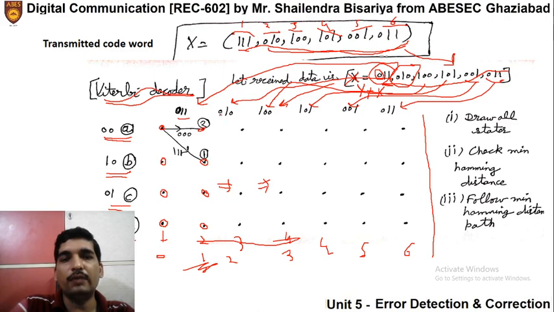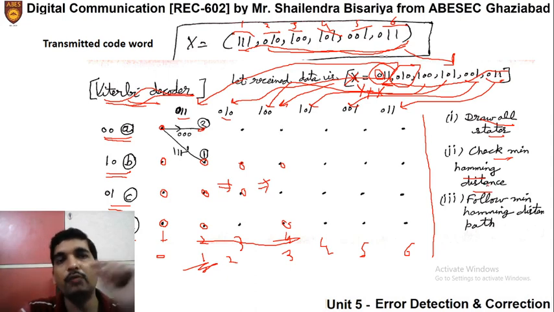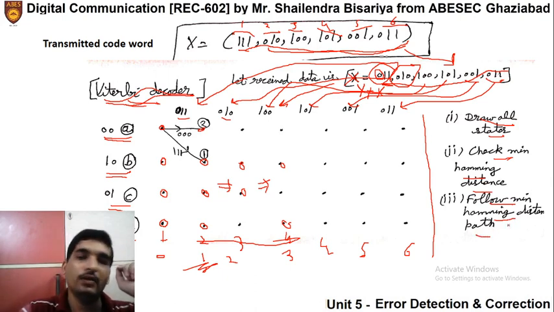Okay, so correspondingly we have to first draw where it will move from which state to which state. And what is important with the decoding is that first of all we draw all the states, then check the minimum Hamming distance. We know what the minimum Hamming distance is, and we have to find it, and then follow the path where the minimum Hamming distance is. We have to follow the minimum Hamming distance path.